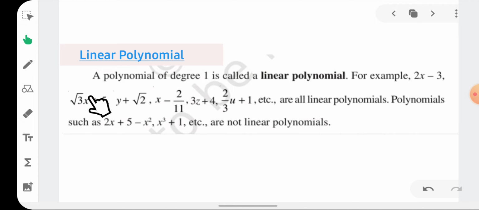The power of x is 1. The power of y is 1. The power of x is 1. In the next example, the power of z is 1. In the next example, the power of u is 1.